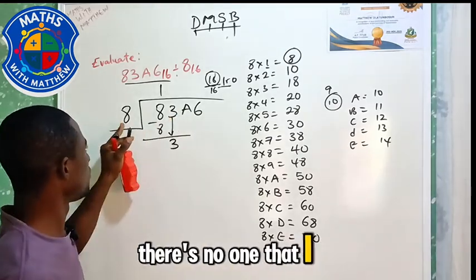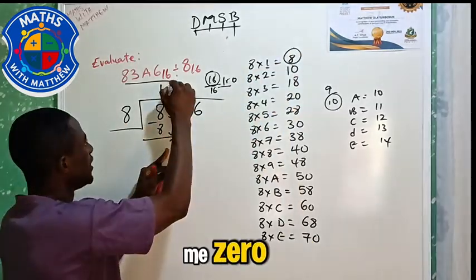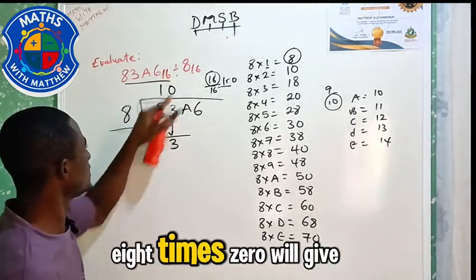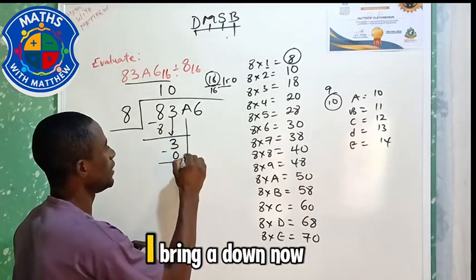Then 8 in 3. There is no number that I multiply with 8 that gives me 3 here. None of it. So what will I do? 8 in 3 will give me 0. You understand? Then I say 8 times 0 will still give me 0. By subtracting, I have 3. Then I bring A down.